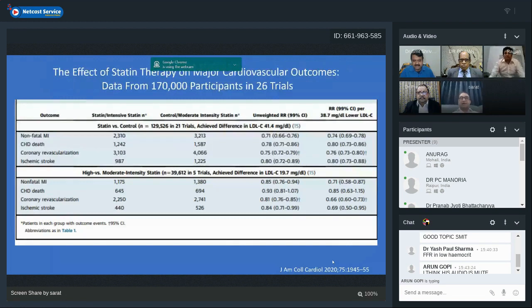Now, this is a meta-analysis looking at the data from a huge number of patients, 170,000 participants in 26 trials. The top row shows a comparison between statin versus placebo, and demonstrated clearly a reduction in non-fatal MI, cardiovascular death, coronary revascularization, and ischemic stroke. There is a sizable fall here because it's a comparison with placebo. The lower row shows comparison between high versus moderate intensity statin. And here you can see that once again, there is a significant reduction in most of these parameters. So it is clear from this meta-analysis, once again, that reduction of LDL by using statin therapy is highly useful and beneficial for the patient.